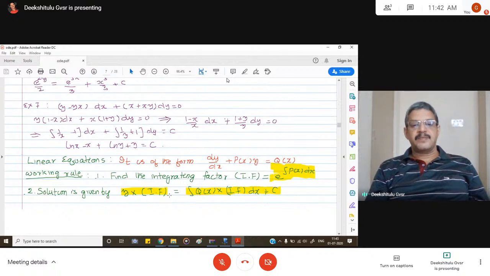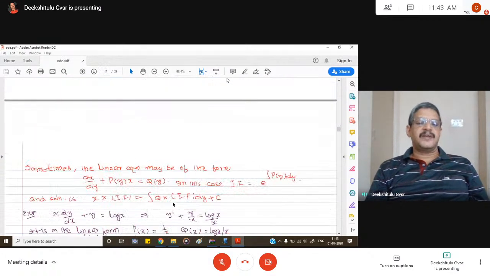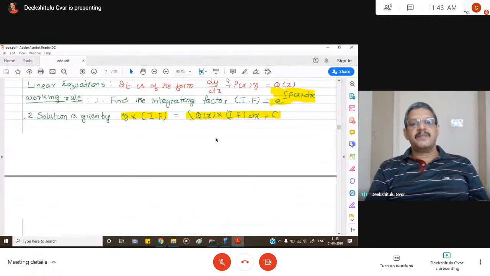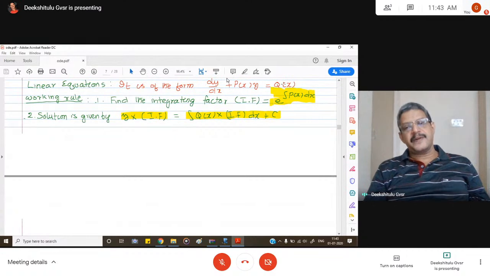Let me explain the terms once again. Once you find the integrating factor, the solution is given by y into integrating factor is equal to integral of q x, the function on the right hand side, into integrating factor dx plus c. This is the solution. Sometimes it is very difficult to convert the equation into dy by dx form.